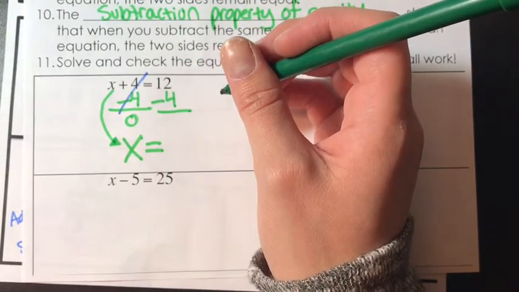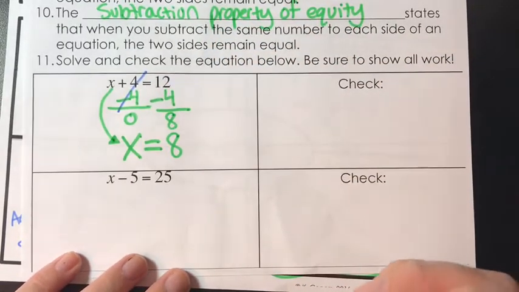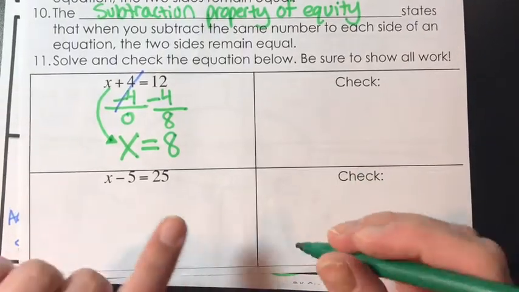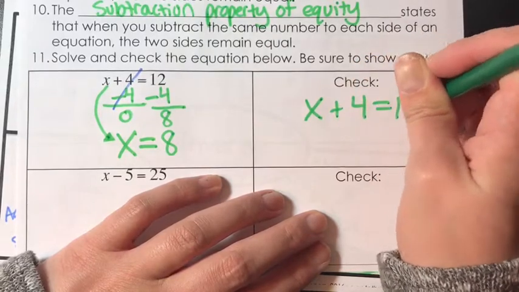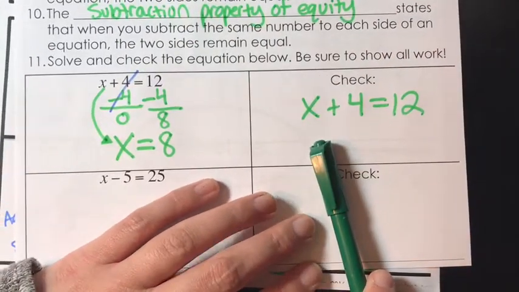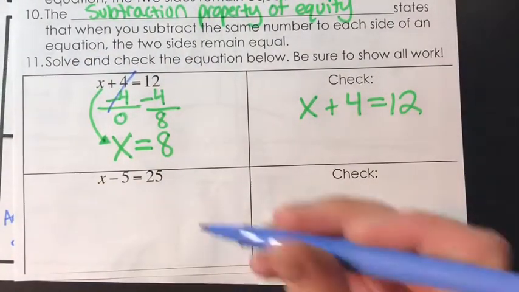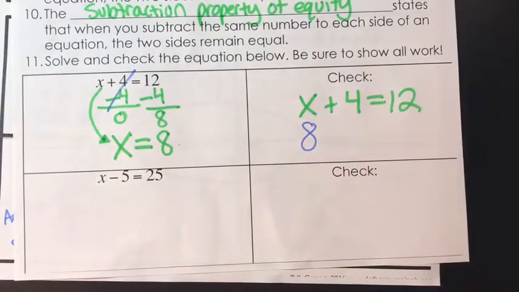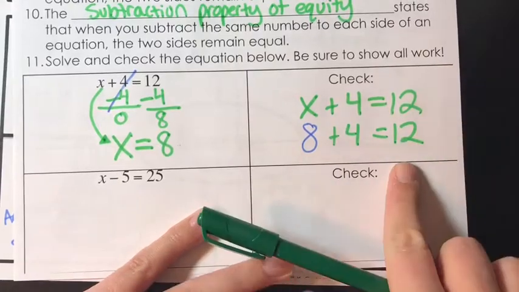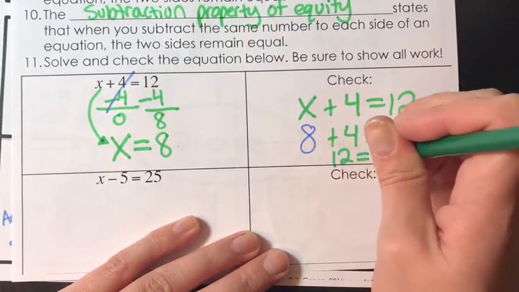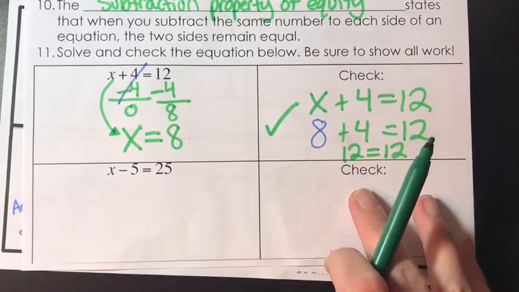anybody? 8. Pause for effect. This is the last step to check. You're going to plug it in. You had x plus 4 equals 12. I know you guys can solve this using mental math, but I have to see you check your work that you followed each procedure. So I'm going to take my 8 and plug it in. And now I check to see if this is true. 8 plus 4 is 12. 12 equals 12. This is true. This is a solution.